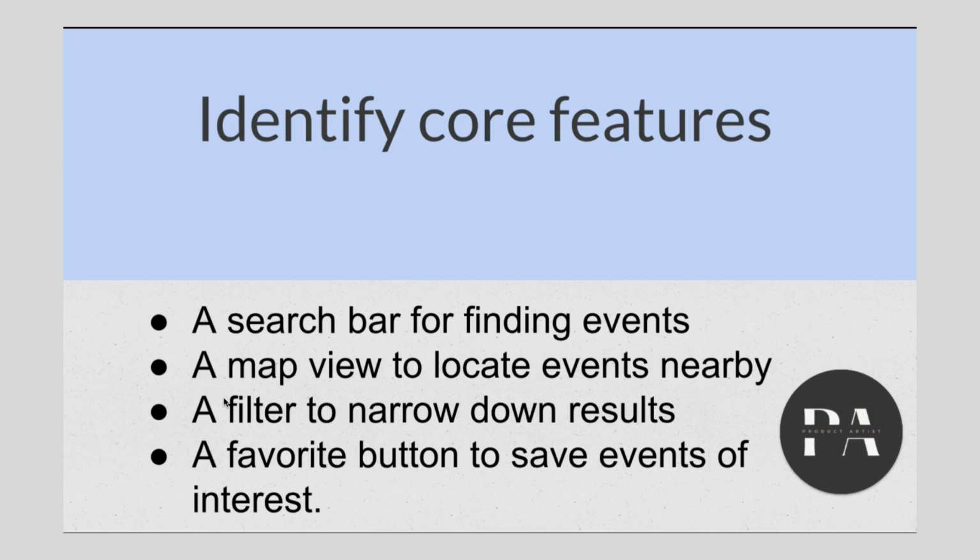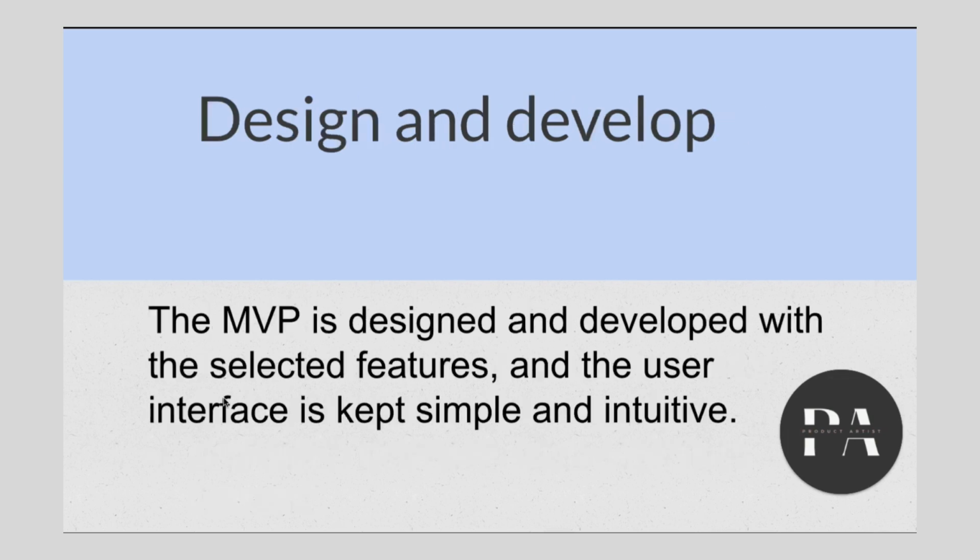First, a search bar for finding events. Yes, true. Second, a map view to locate events nearby. Third, a filter to narrow down our results because I like music, so I want only musical events. Fourth, a favorite button to save events of interest. Okay, these are the four core features which we thought of. Then we will design and develop according to it.